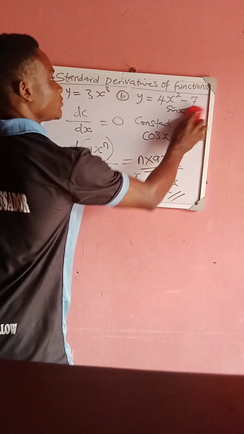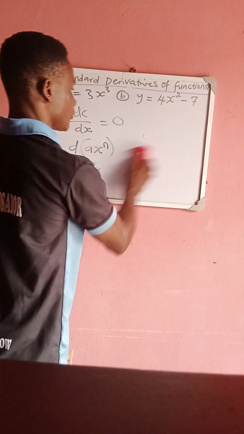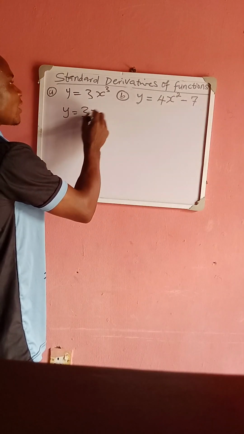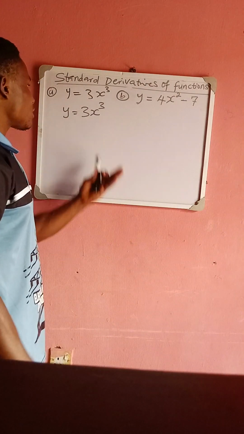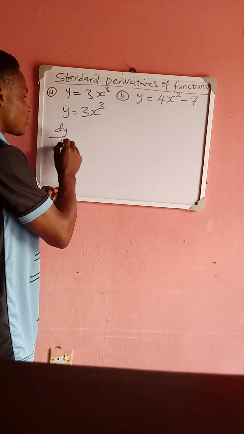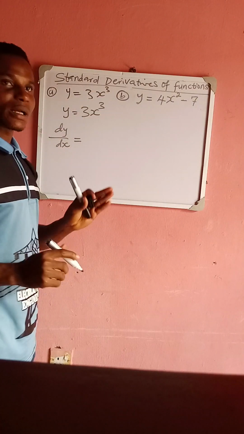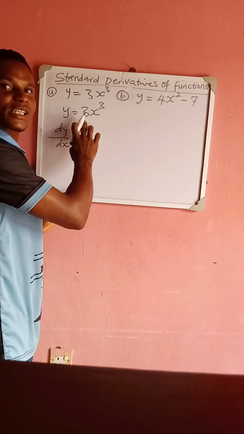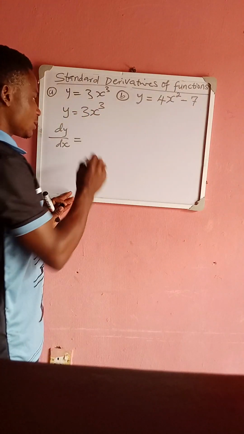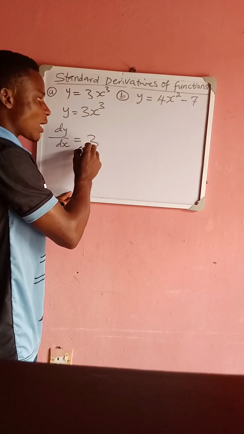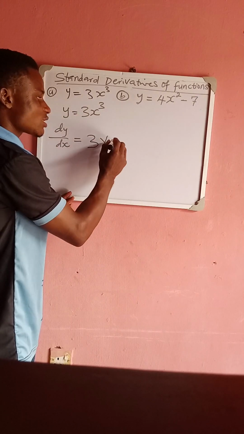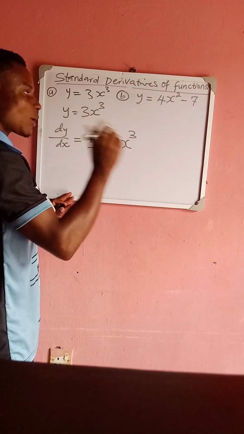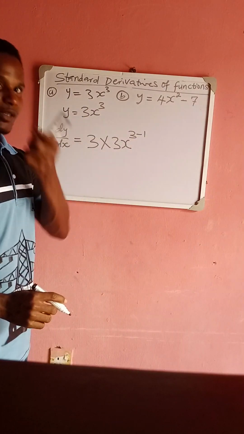Then let's solve this. We have y is equal to 3x raised to the power of 3. How do we solve this? We say dy/dx of this is equal to, remember the rule that says multiply the power by the coefficient, and the coefficient is 3. Then I subtract the power by 1. This is how it is written.